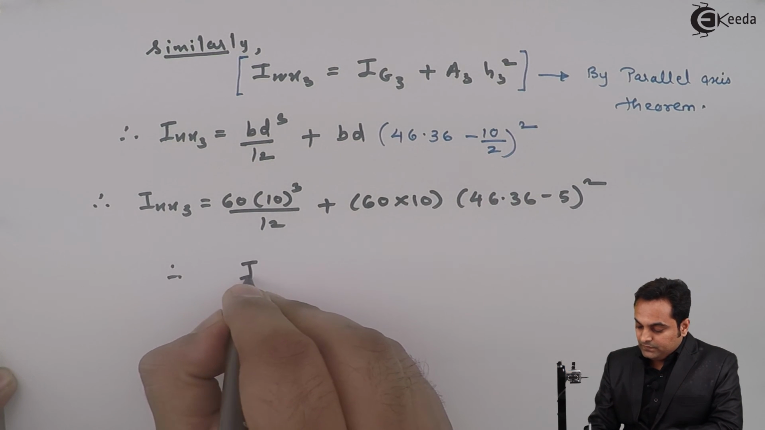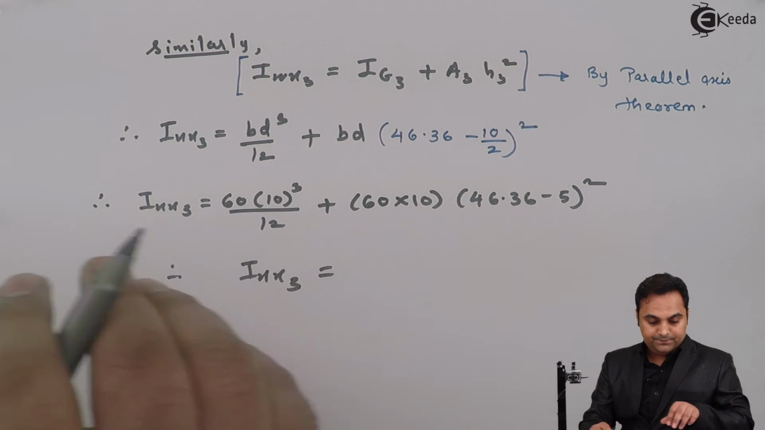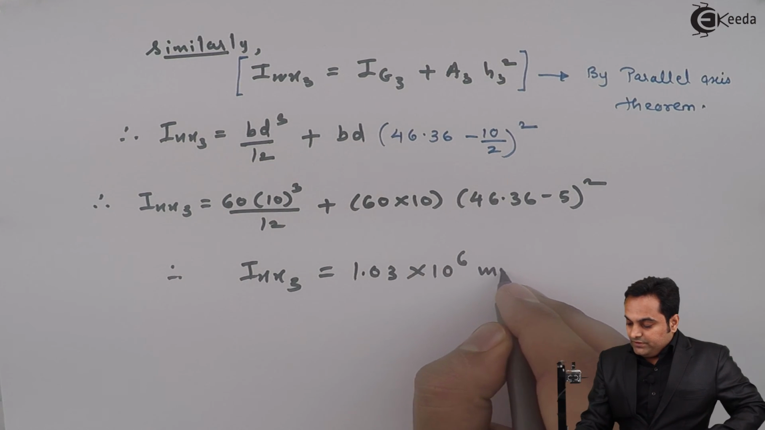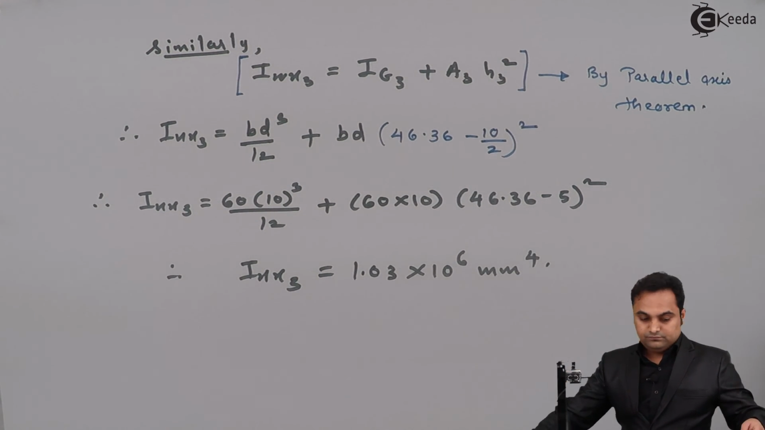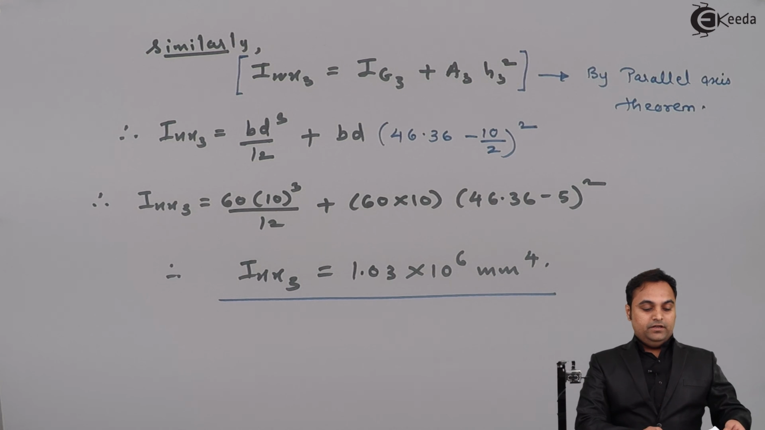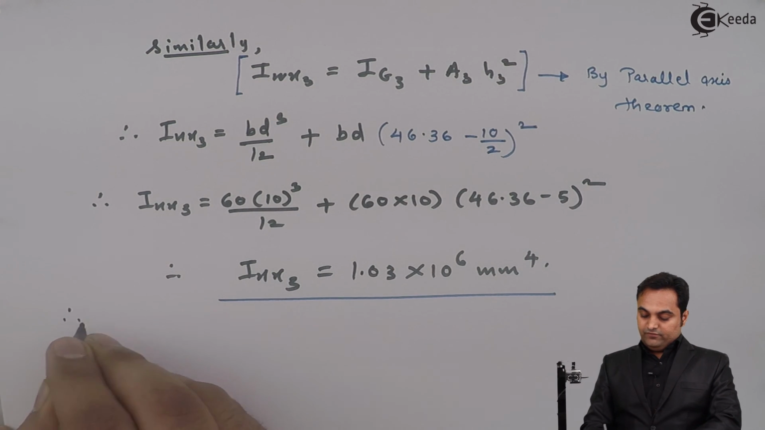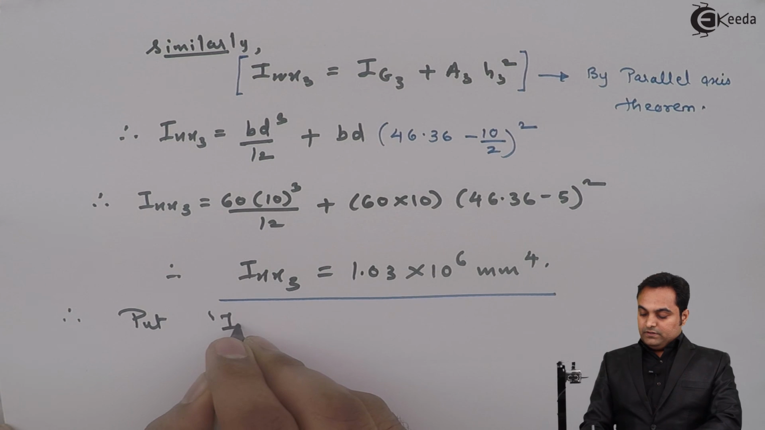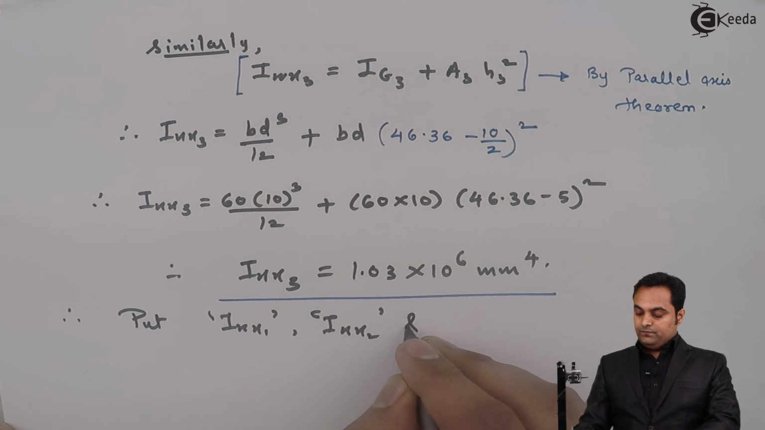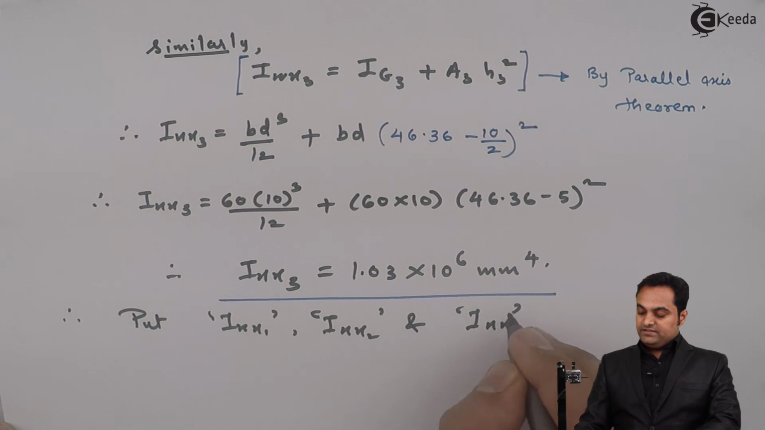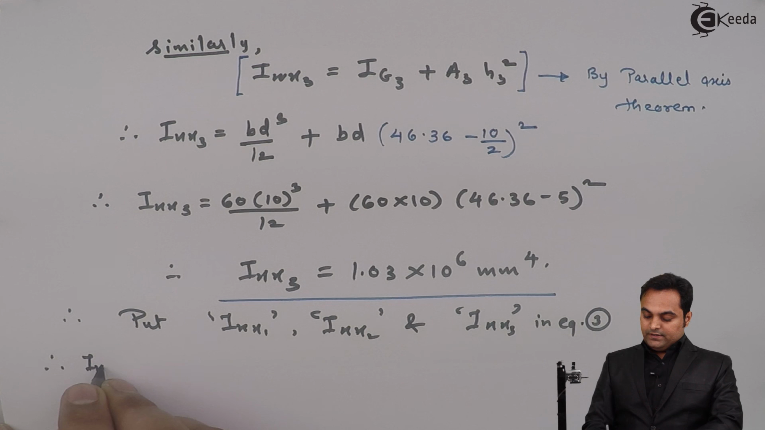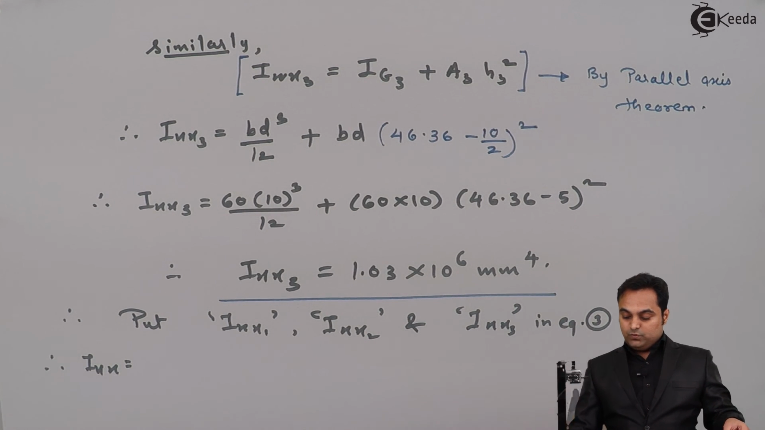After calculation, Ixx3 comes out to be 1.03 into 10 raised to 6 mm raised to 4. After getting all three values, we can put them in equation number 3. So therefore put Ixx1, Ixx2 and Ixx3 in equation 3.